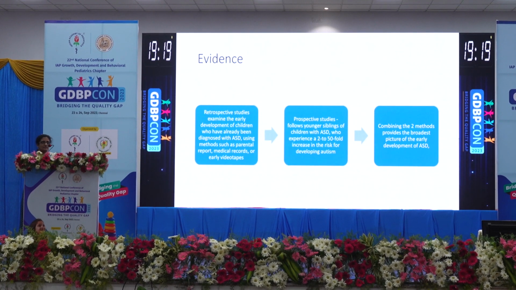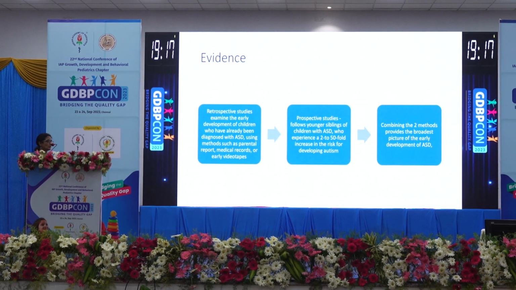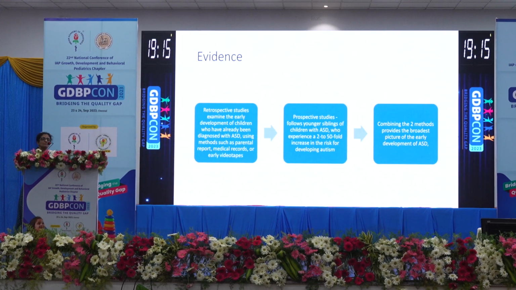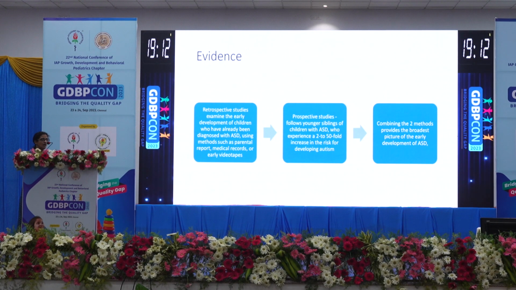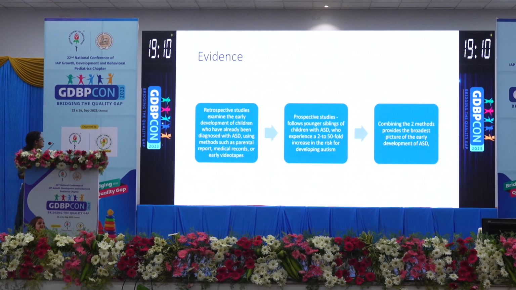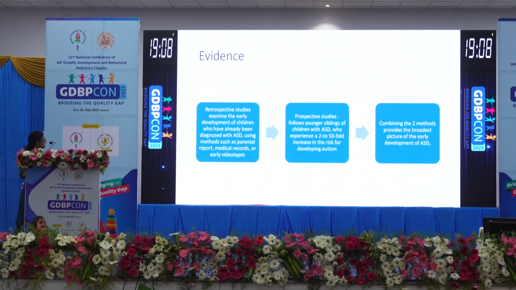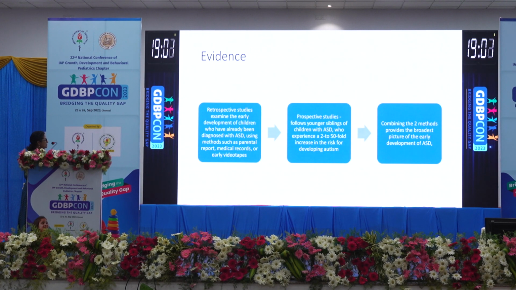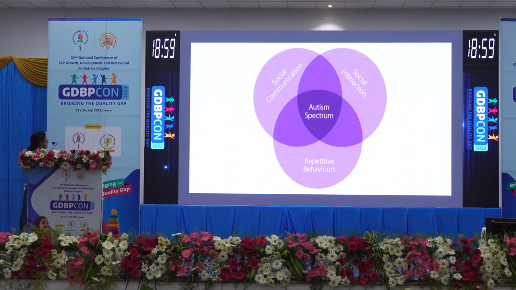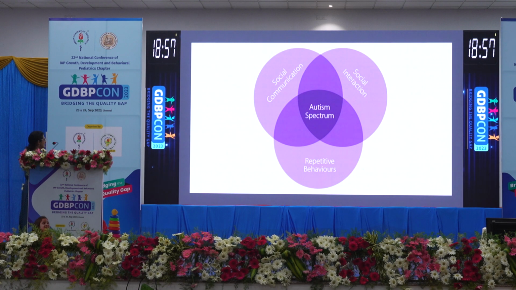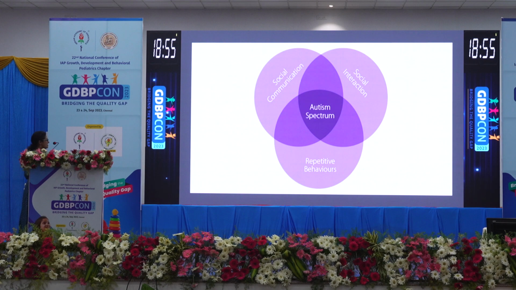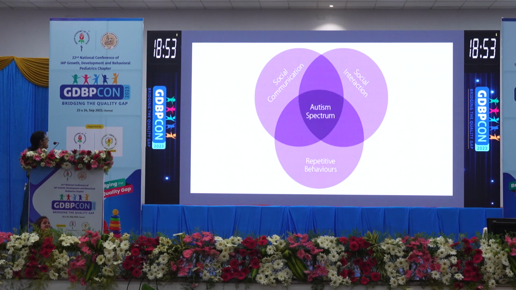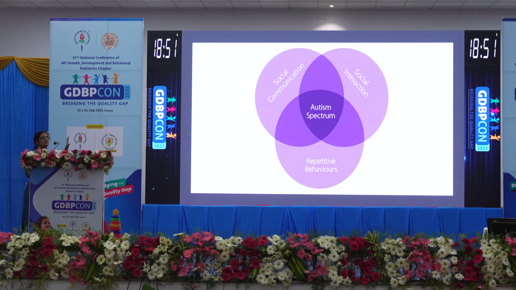So one is retrospective. The other thing is prospective. So what have they done? They have followed up siblings who have had autism, because they are again at a high risk of autism, and then they see how the milestones develop in them, and combining these two methods provides the broadest picture of early development of autism. So as we all know, it's a triad. It's for social interaction, social communication, and repetitive behaviors. When there is a problem in these three, then we think of autism.